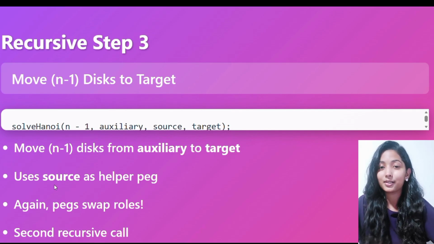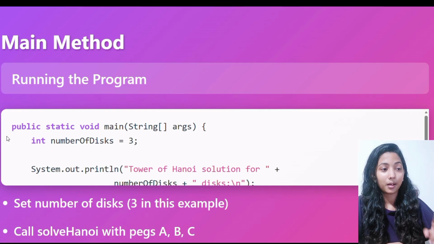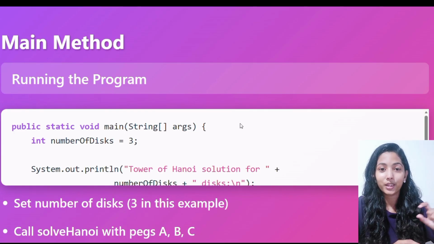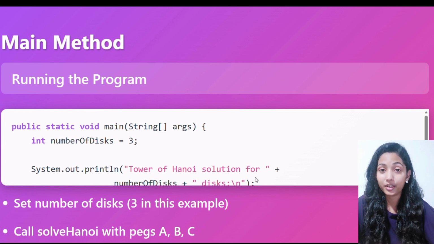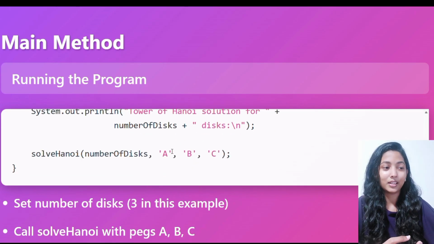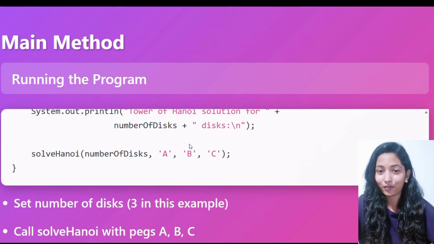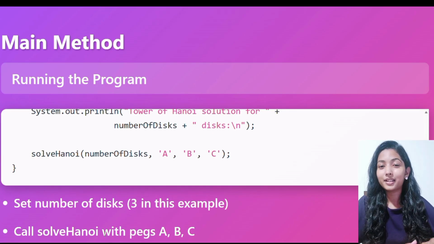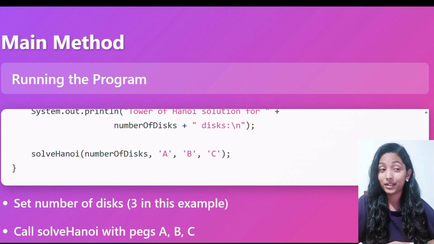Here's the second recursive code. So here's the main method to run the program. Public static void main. We know that's the main method in a Java program. So here's int numberOfDisks assigned to 3. Since we are using 3 disks, we assign this number of disks 3. You can change it if you're using any other number of disks. Here we call Tower of Hanoi with pegs A, B, C. So that's a very simple Java implementation for Tower of Hanoi using 3 disks.